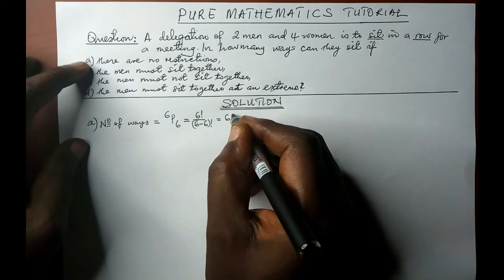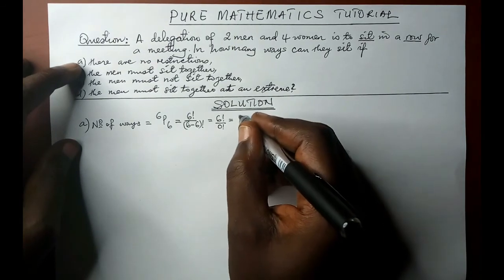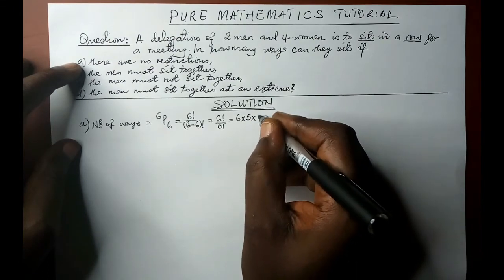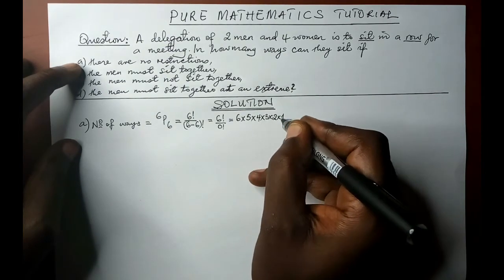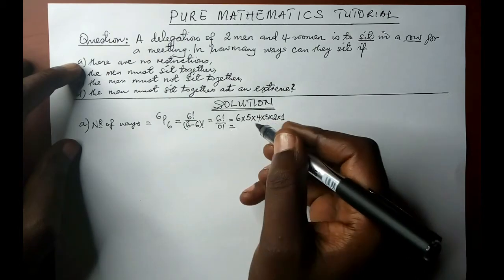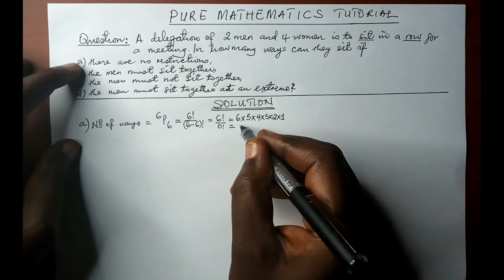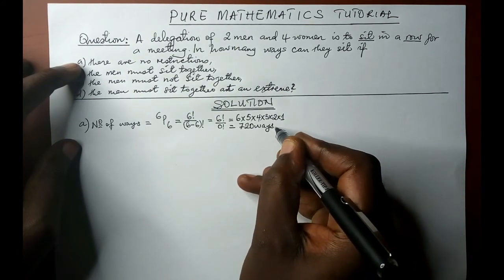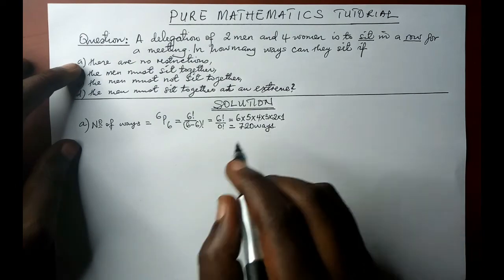This gives 6 factorial all over 0 factorial. So 6 factorial is 6 times 5 times 4 times 3 times 2 times 1. And that is 30 times 4, which is 120. 120 times 6, that should be 720 ways. So that is one way of looking at the problem.